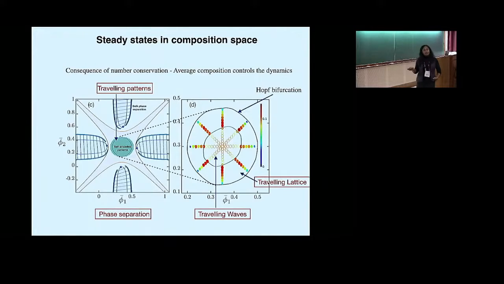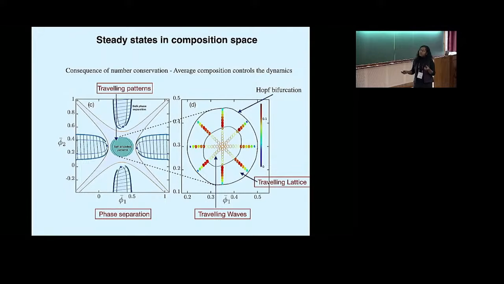Okay, so the other slice of the parameter space which is instructive to look at is the space of average composition. Remember that this is a pattern formation in a system with number conservation, where the average composition can be tuned to tune the final dynamical behavior that the system shows. So here is a phase diagram in the average composition of the two species phi 1 and phi 2. And you can see the complexity in the dynamical behavior.